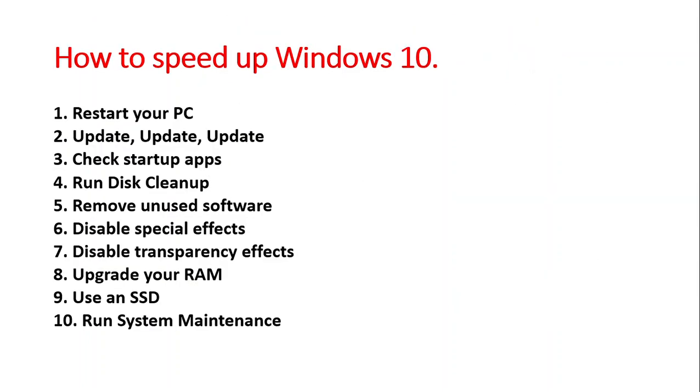So guys, these 10 are the ways that you can speed up your Windows 10: restarting your PC, keeping your system up to date, checking the startup apps, running the disk cleanup and removing unused software, disabling the special effects, disabling the transparency effects, upgrading your RAM and using an SSD, and running the system maintenance. So let's look into restarting your PC.